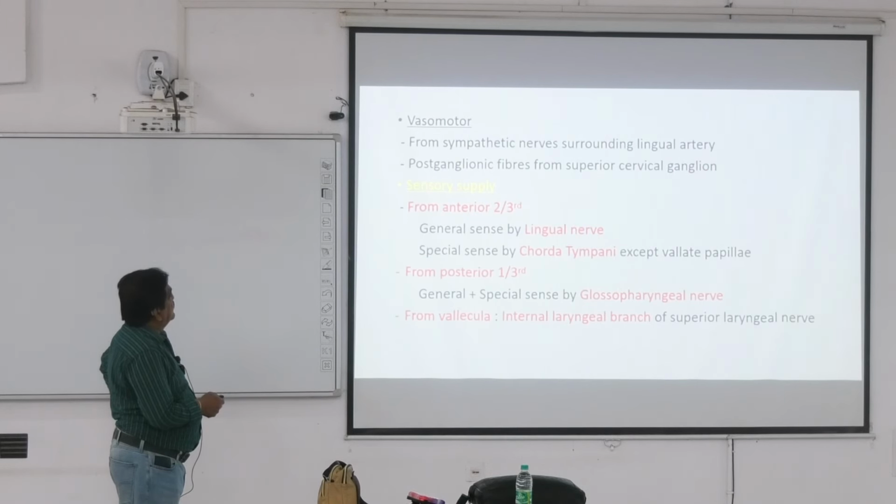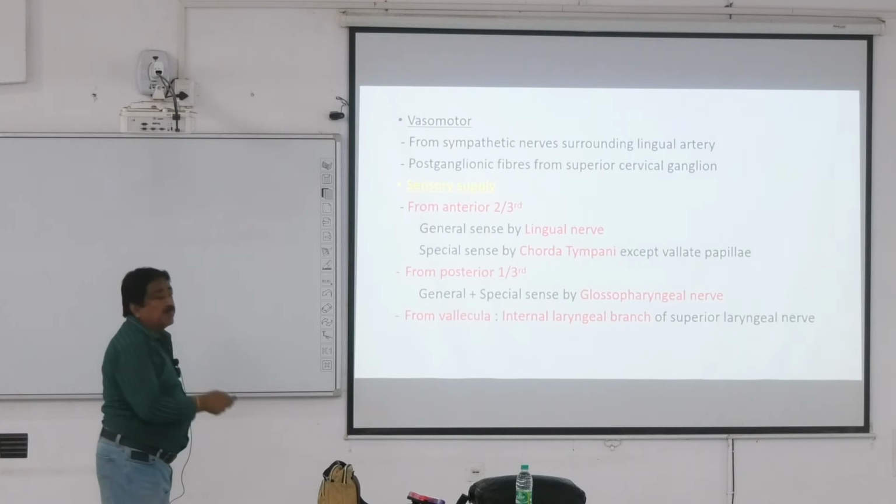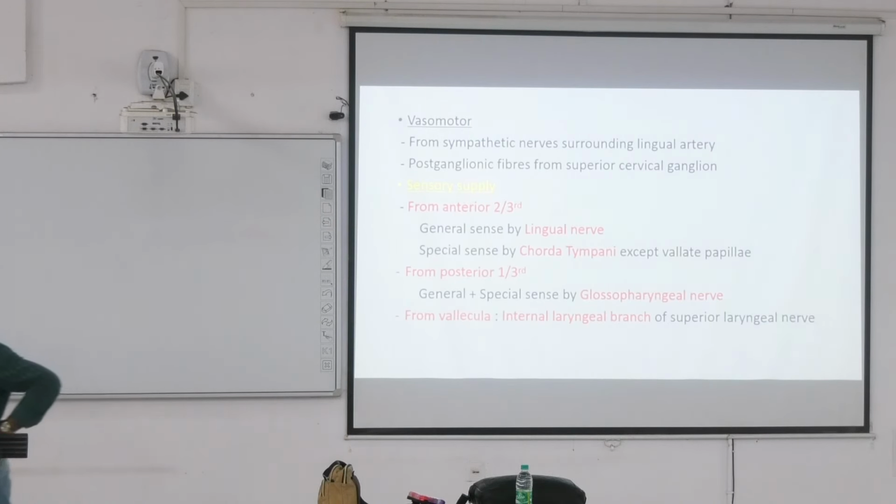Sensory supply from the anterior two-third: general sensation by the lingual nerve, special sense by chorda tympani except vallate papillae. From the posterior one-third, general and special sense by the glossopharyngeal nerve, and from the vallecula, the internal laryngeal branch of the superior laryngeal nerve. This is very important. The nerve supply of the tongue can come as a short note.